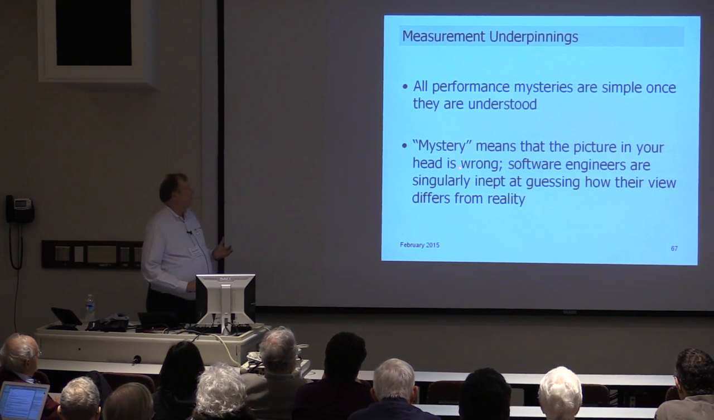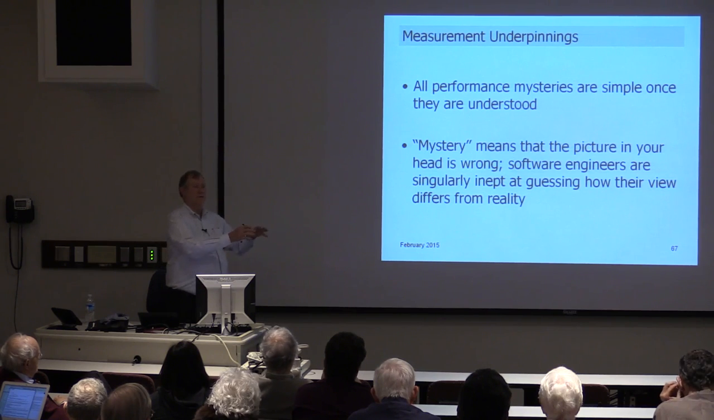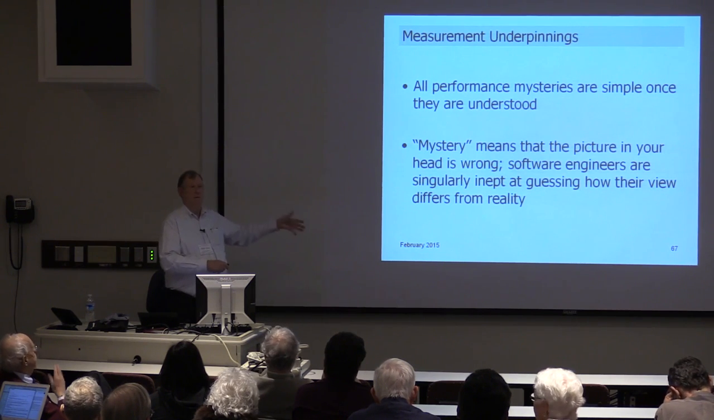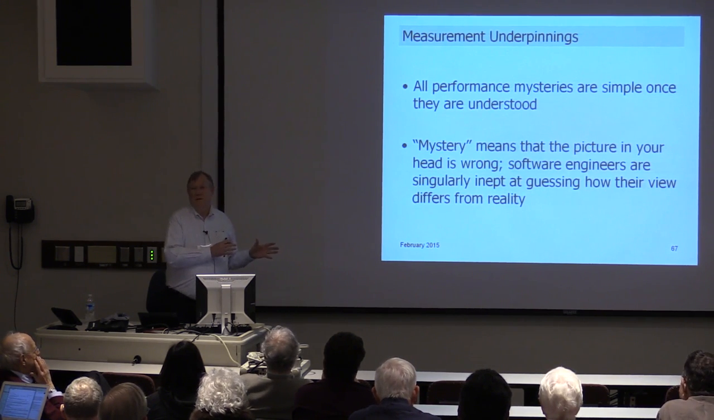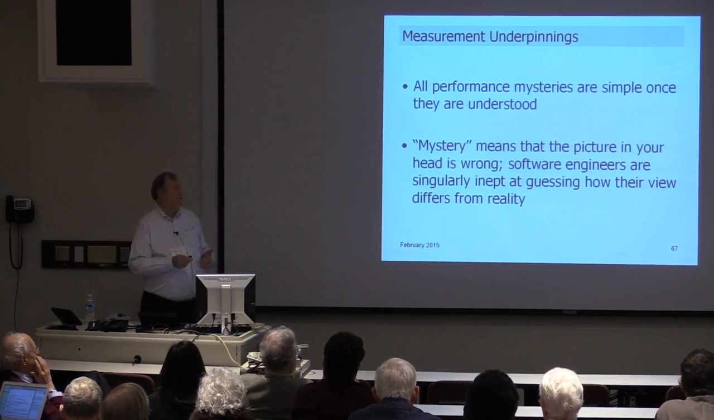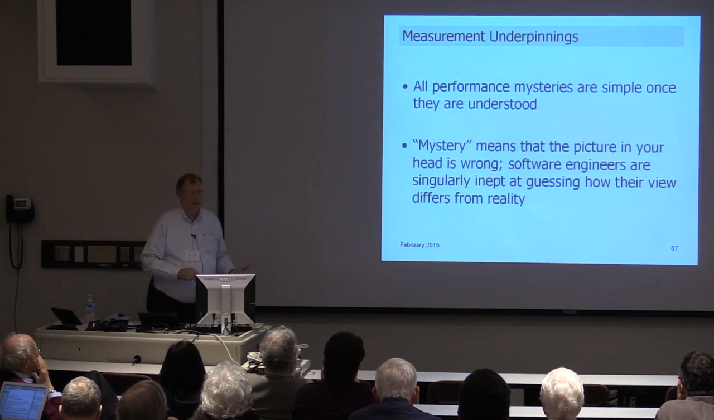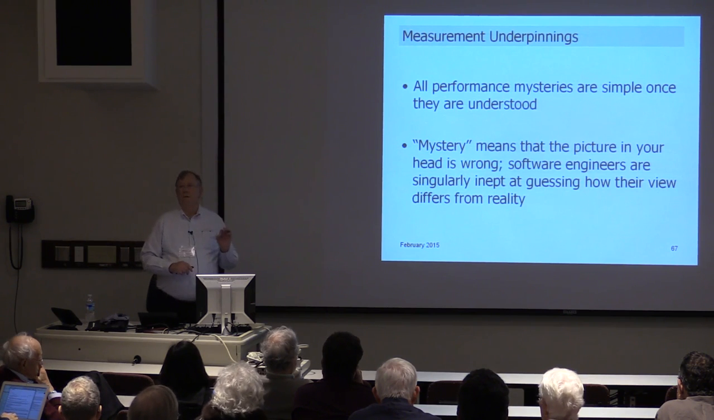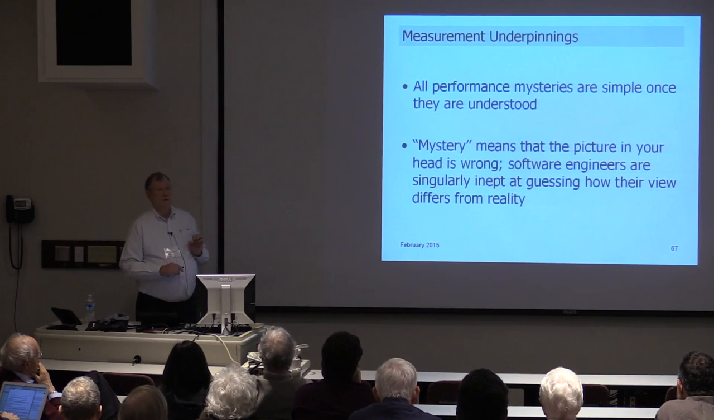And the way to approach that is not to do this guessing stuff. This is for the hard problems. This is not for the stuff where the CPU profile told you what was wrong and you go off and fix it all. I'm interested in the things that nobody fixed because they're too hard to understand. And for those, you really need to say, guessing is not a strategy. In fact, software engineers are singularly inept at guessing what's going on in performance problems.